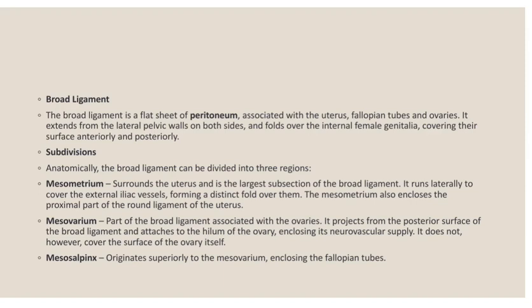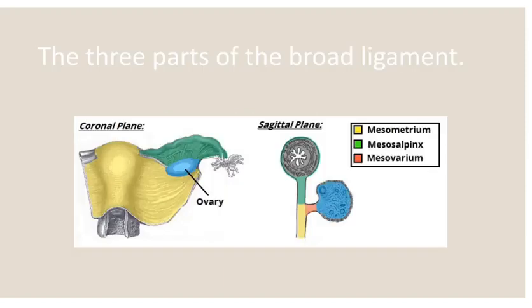Mesovarium, part of the broad ligament associated with the ovaries. It projects from the posterior surface of the broad ligament and attaches to the hilum of the ovary, enclosing its neurovascular supply. It does not, however, cover the surface of the ovary itself. Mesosalpinx originates superiorly to the mesovarium, enclosing the fallopian tubes.